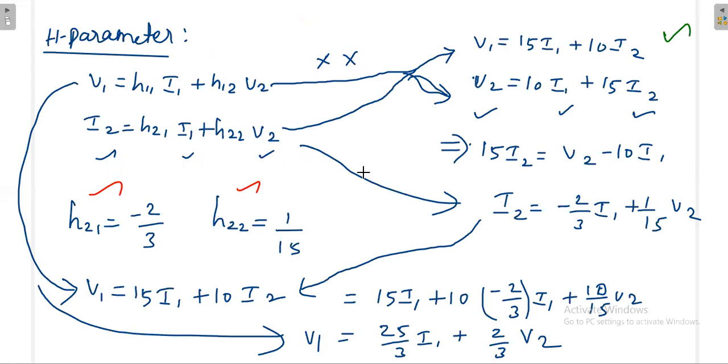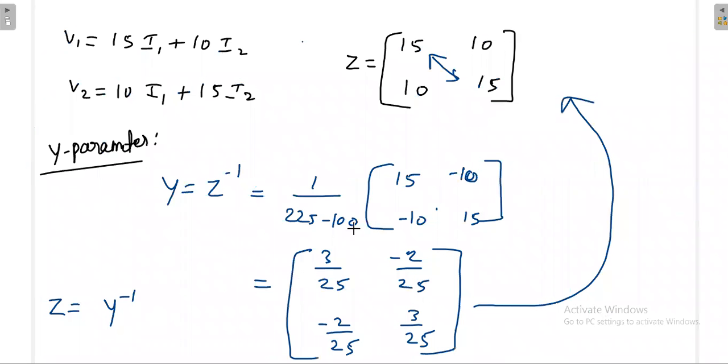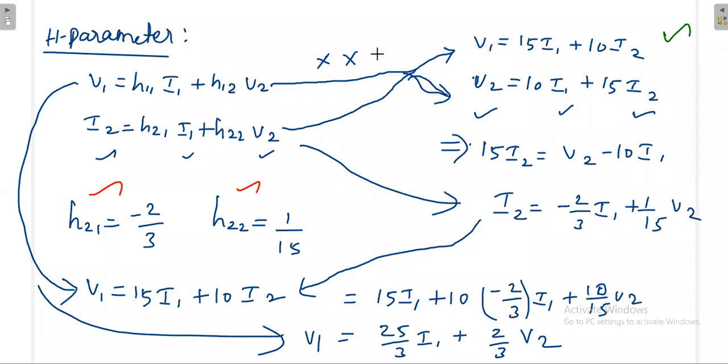You try to convert from the Y parameter to H parameter. That is also possible. You just try it. See, we already have the Y parameter. From this parameter you try to get the H parameter in the same way. Now we'll try to get the ABCD parameter.